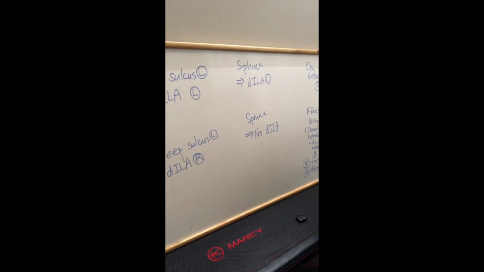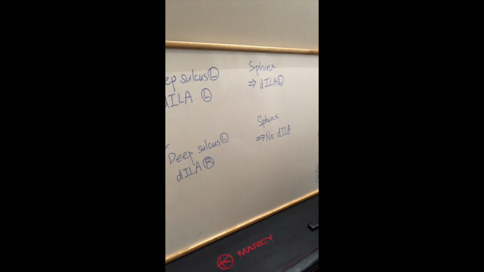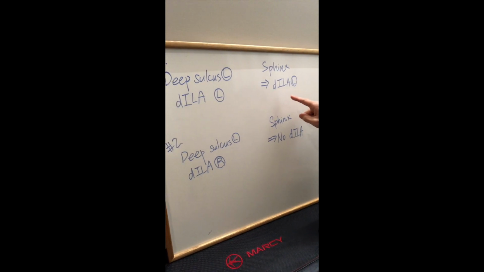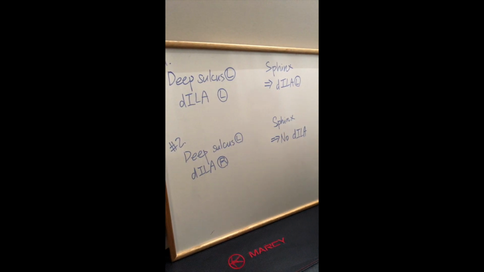Sphinx test. And as a result of the Sphinx test, let's say that DILA still exists on the left side. Now from this, what can we know? Pause the video and think about it before I give you an answer. Now, as a result of the Sphinx test, DILA didn't disappear. That means it's extension-based lesion or dysfunction.